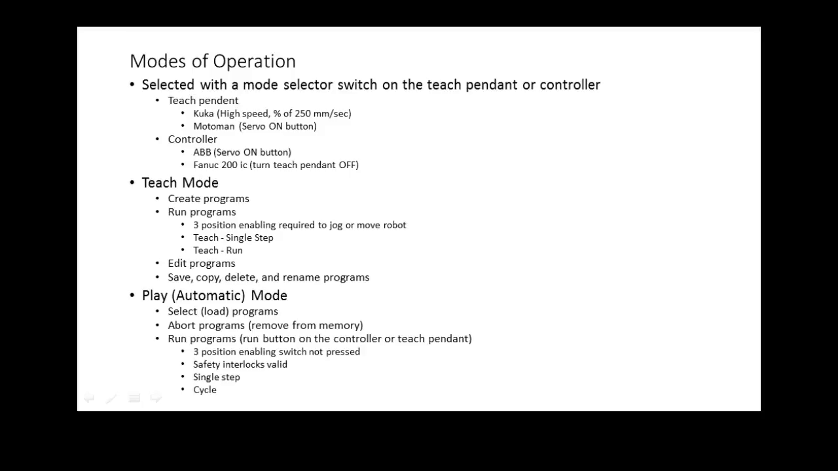In play mode, we can select a program. We can abort a program, right? We can run programs. The 3-position enablement switch is no longer required. All your safeguards have to be in place. Y'all understand that? So that means you're going to have to lock up the work cell to run this. You can do single step, or we'll call it play single step and play run. We have the 2 options to do that. Everybody understand that?